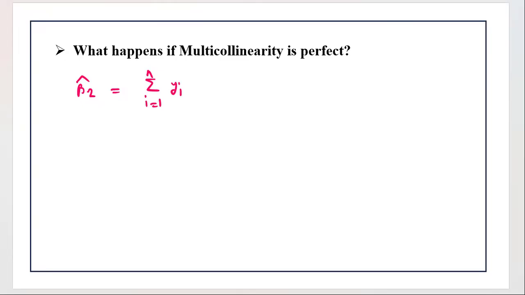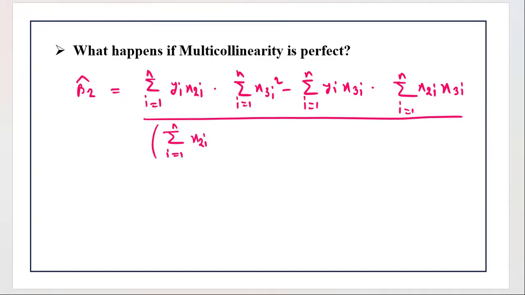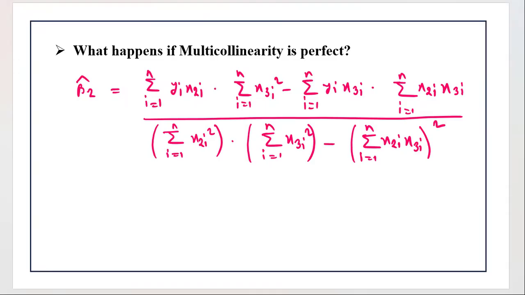Summation i from 1 to n yi x2i into summation i from 1 to n x3i square, minus summation i from 1 to n yi x3i into summation i from 1 to n x2i x3i, whole divided by summation i from 1 to n x2i square, summation i from 1 to n x3i square, minus summation i from 1 to n x2i x3i and a whole square of that. So this is the particular formula that you will get for beta 2 cap.